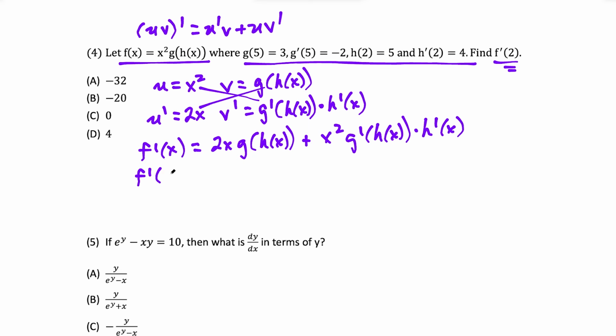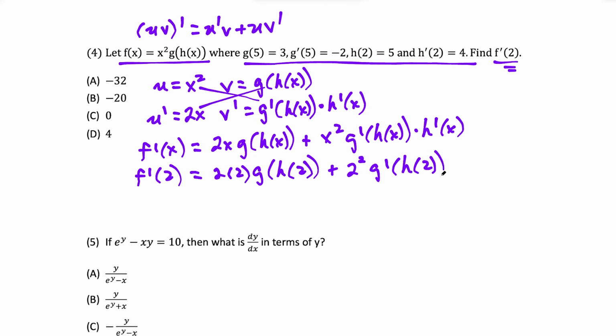So we have f prime of 2 is equal to 2 times 2 times g of h of 2, and then we're going to add 2 squared, and we're multiplying that by g prime of h of 2 times h prime of 2. Okay, so for this we just have to be very careful making the substitutions. So f prime of 2 is equal to 2 times 2 is 4, and then we have g of h of 2, and now we could use these values they gave us. They told us h of 2 was equal to 5.